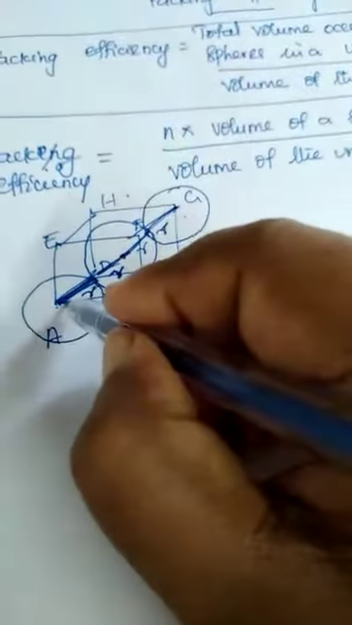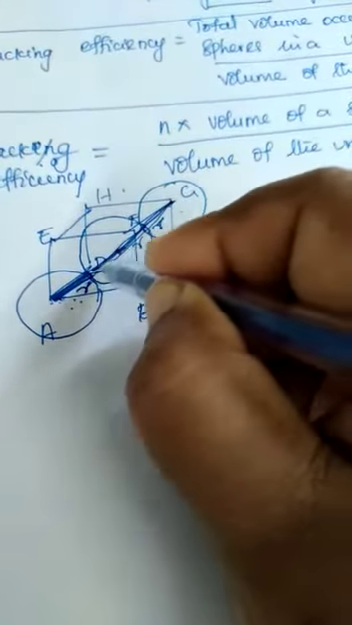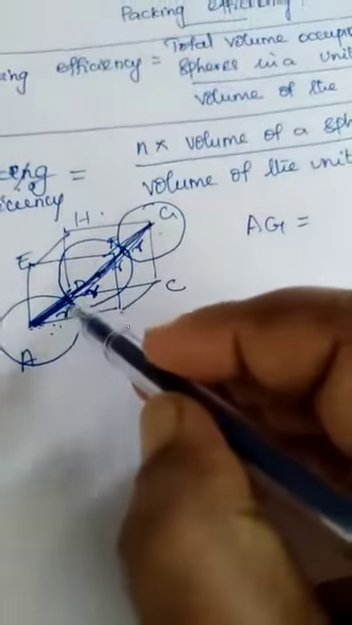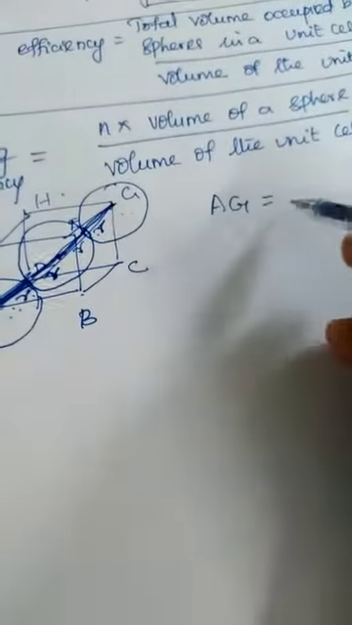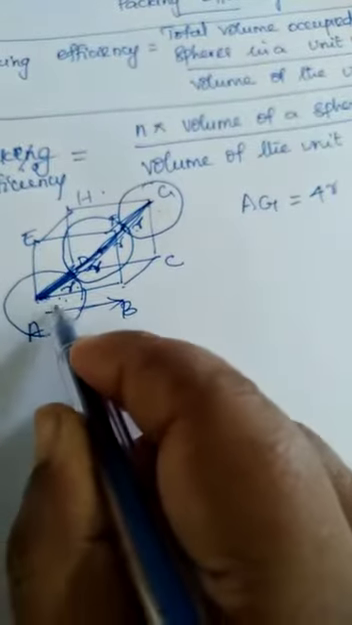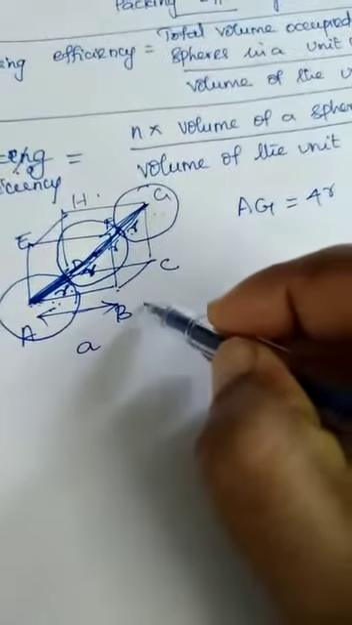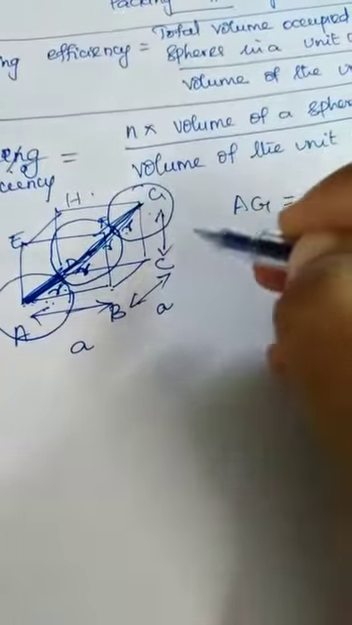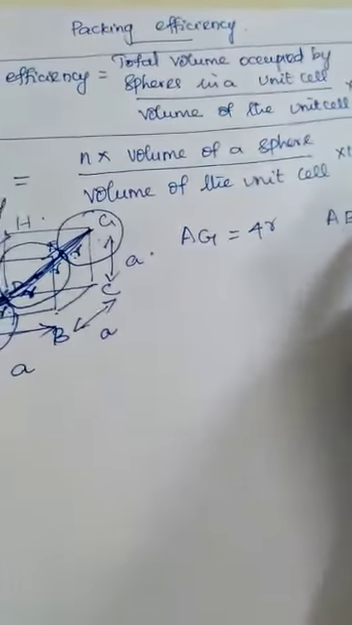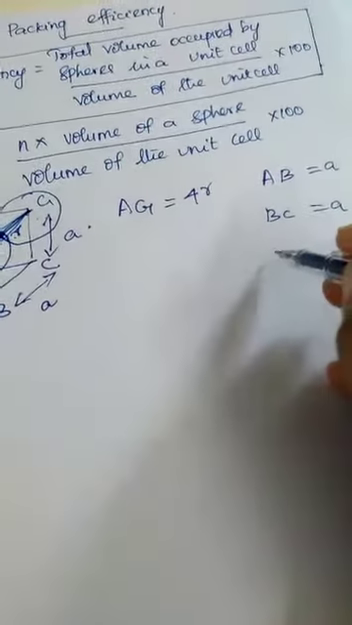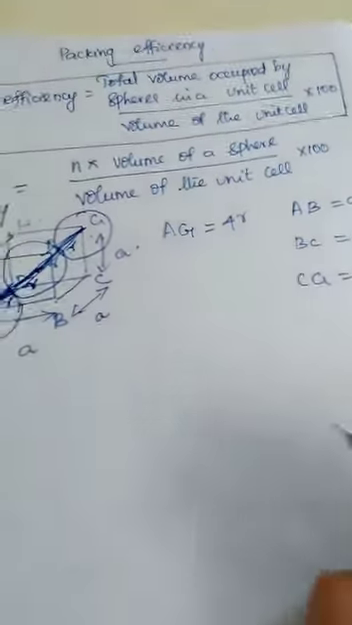So you can take this line, draw this line up to AG. You can find it, that is AG. I have written AG is equal to R plus R plus R plus R, that is 4R. And you all know this AB is nothing but the edge length, which is equal to a. And this is BC, that edge length is also a. And CG, its edge length is also a. These things we know. So I am writing AB edge length is a, BC edge length is a, and CG edge length is a.